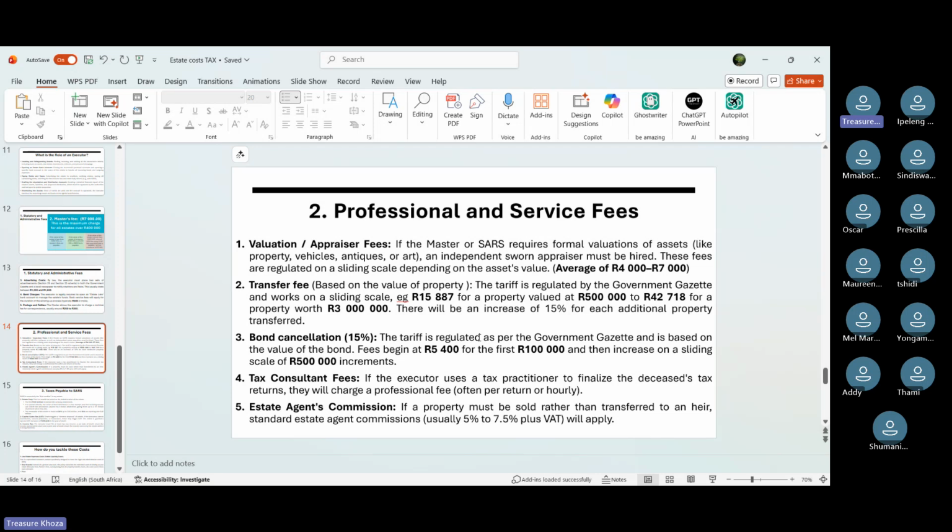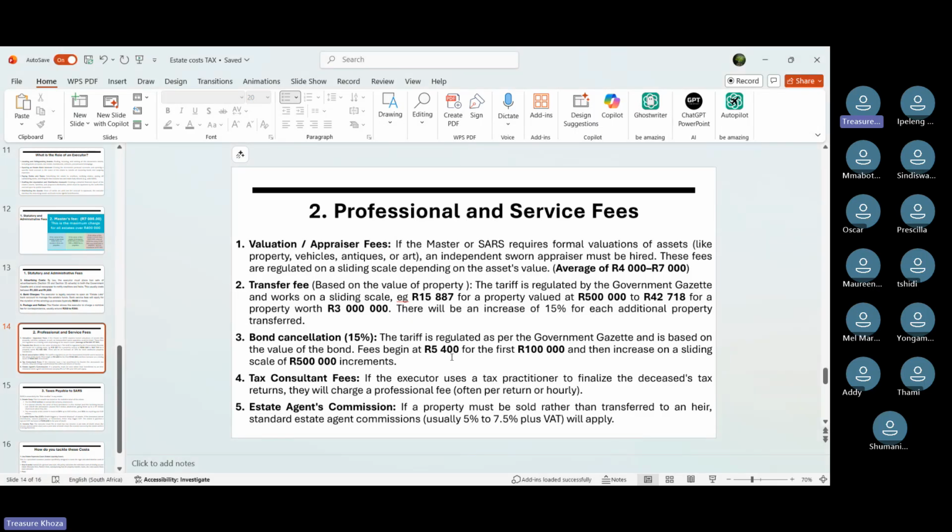4,000 to 7,000. So if there is a need for valuation of your assets, then an appraiser must be hired. That appraiser will charge around 4,000 to 7,000 for the valuation. So it depends on the state of your estate.